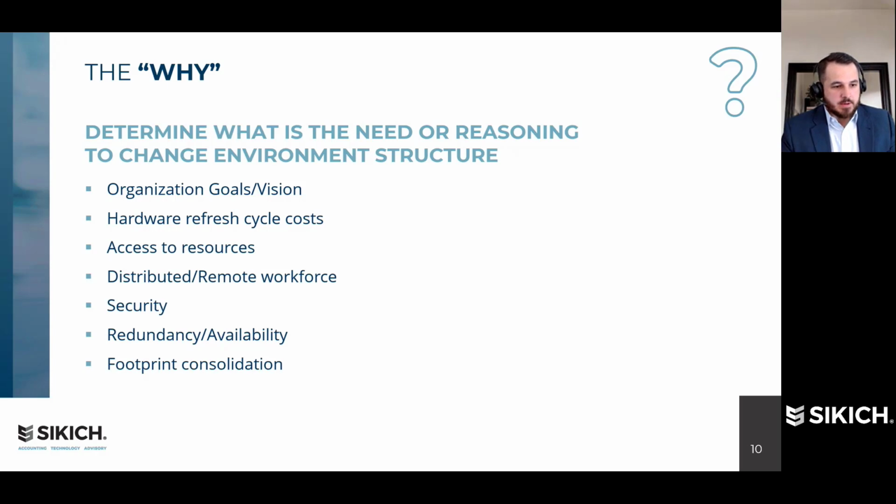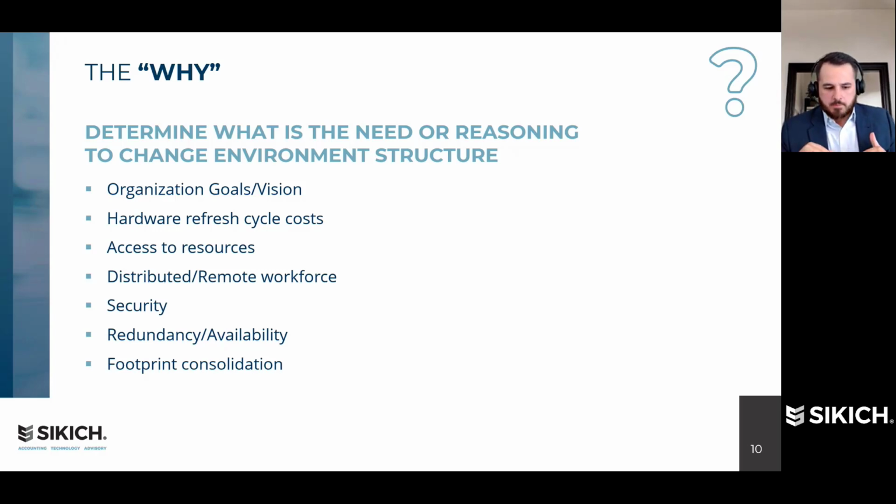And then the final option here is just footprint consolidation. Sometimes an organization realizes that we have this many offices, we've done this over the years, there's pieces of hardware and software everywhere. How do we consolidate that to where we can manage it more effectively, but also provide reasonable access, performance, redundancy, backup, all the things we mentioned before. So the why is really important.